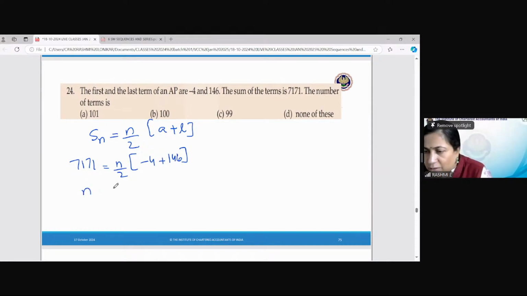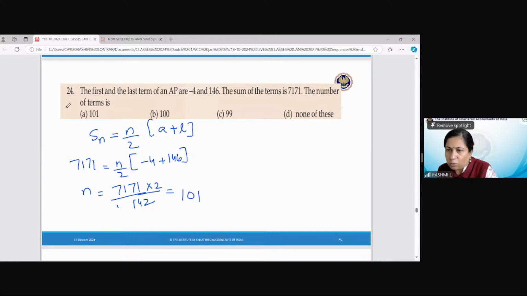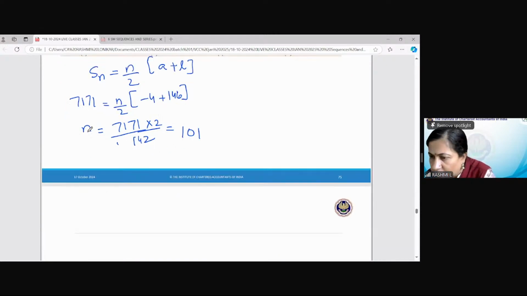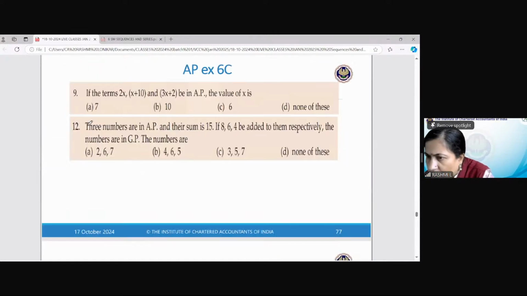So n is equal to 7171 upon 2 into 2 upon 142. So this is 7171 into 2 divided by 142. Answer is 101. So A will be the answer. ये वाला हमने किया हुआ है.